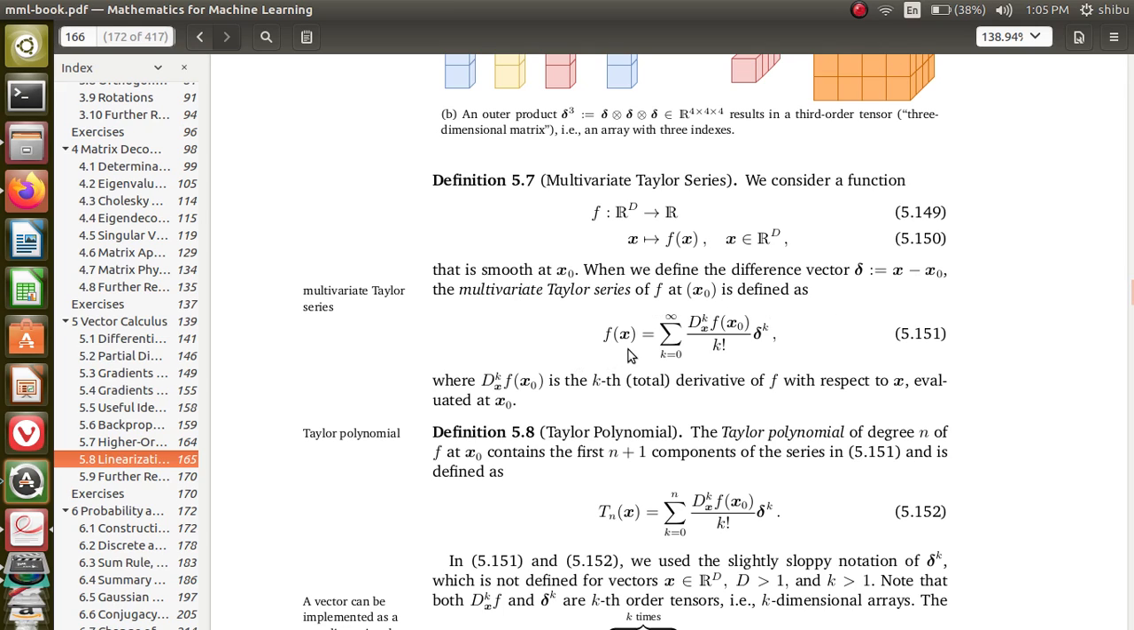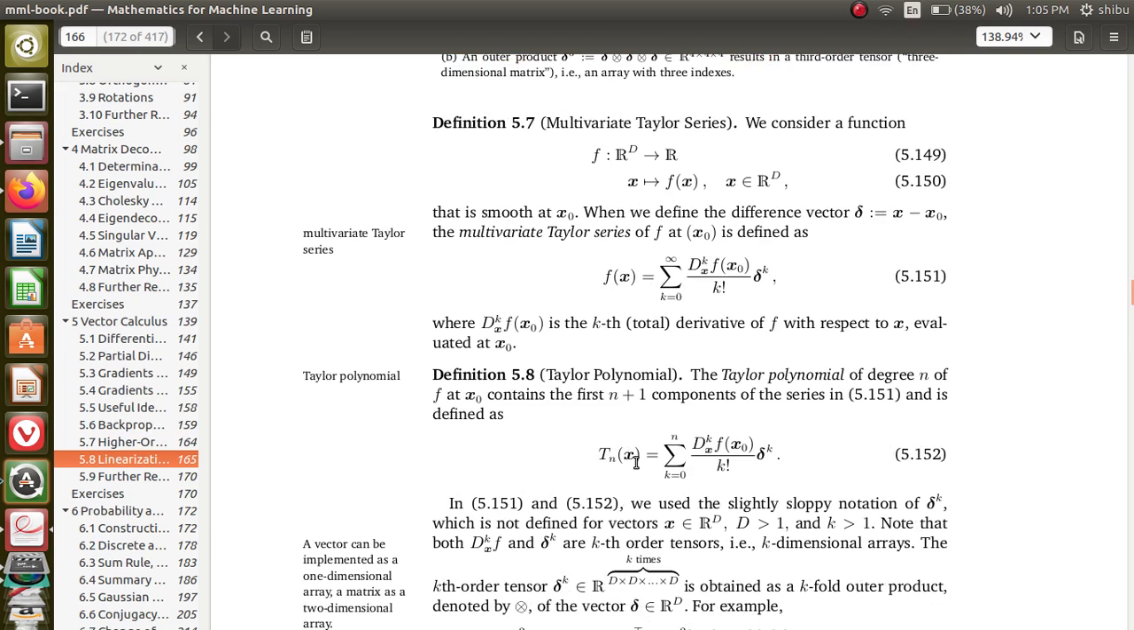it is just like your univariate series. Here we have one more term. f of x is equal to the sum from k equals 0 to infinity of D_x^k f of x0 divided by k factorial, into delta raised to k, where D_x^k f of x0 is the kth derivative of f with respect to x, evaluated at x0. And the Taylor polynomial is this one.